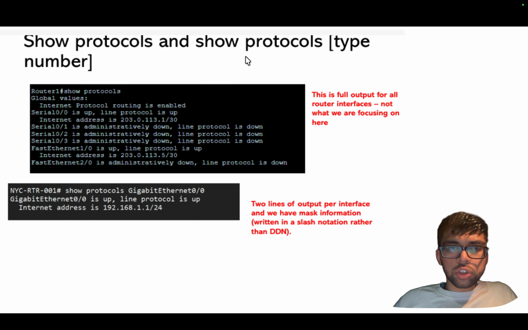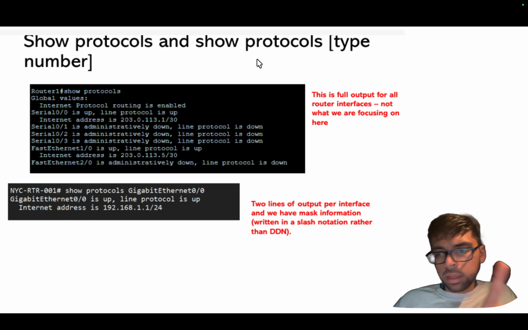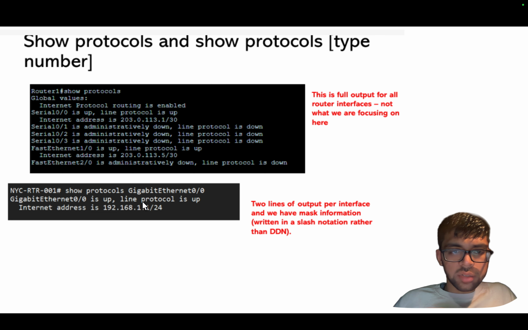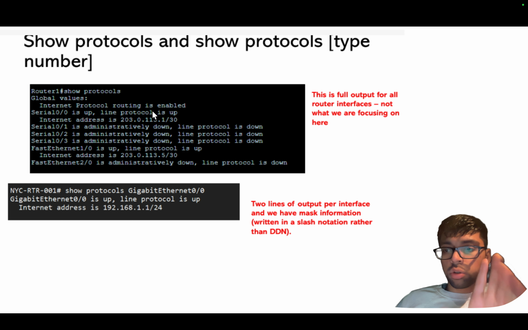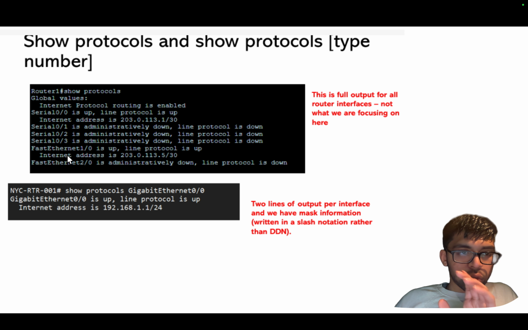Show protocols, and show protocols type number, meaning the interface type and the interface number. So this one gives you full output for your router interfaces, but we're not focusing on this. This wasn't even mentioned in the table, but I just wanted to show you what it looks like in full. So you see all interfaces, all router interfaces, you're seeing information.